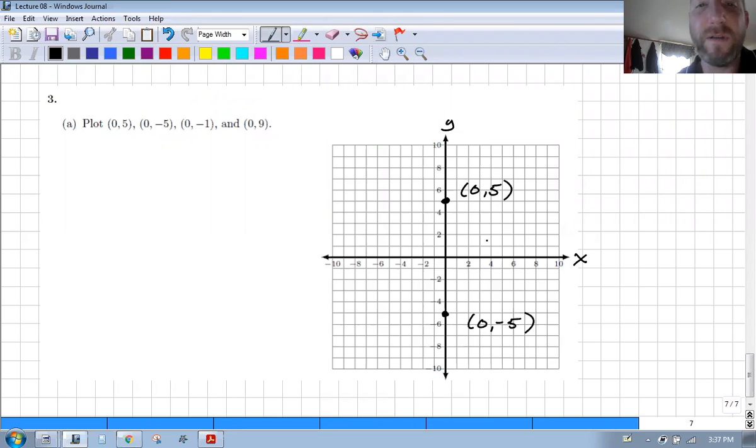(0, -1). We don't go left or right. We just go down 1. (0, -1). Now (0, 9). Don't go left or right. We go up 9. (0, 9). So all of these have 0 for their x's. And they have different y's, but they all lie on the y-axis. So these are all y-intercepts. That's what those are called.